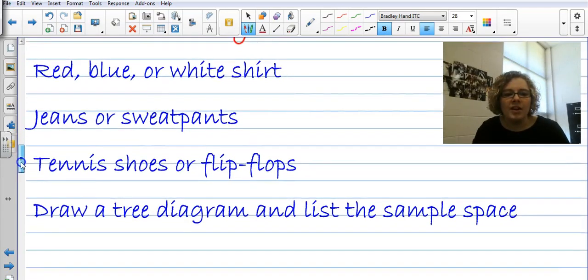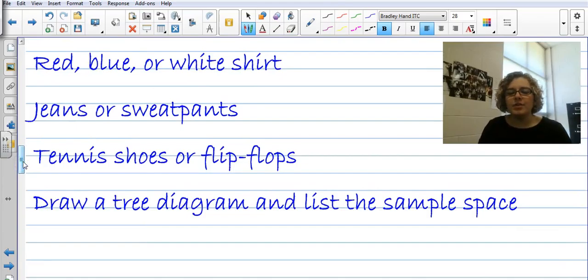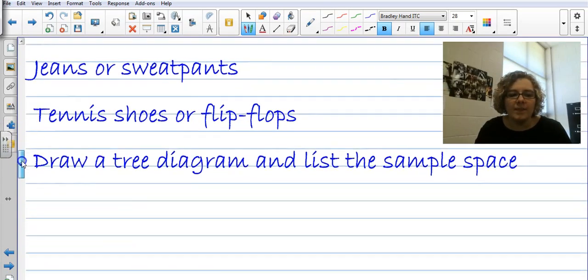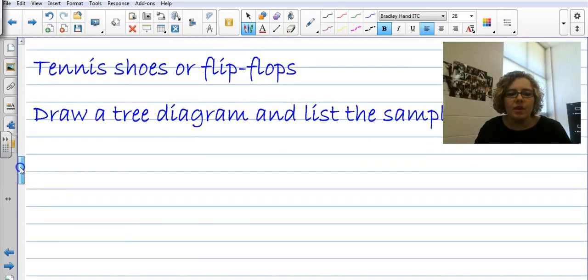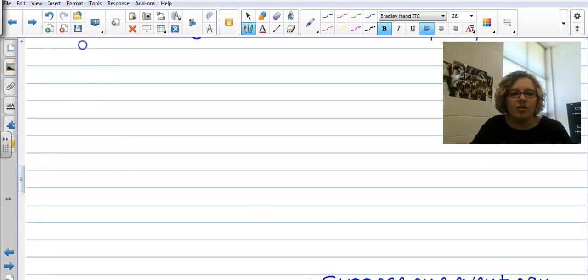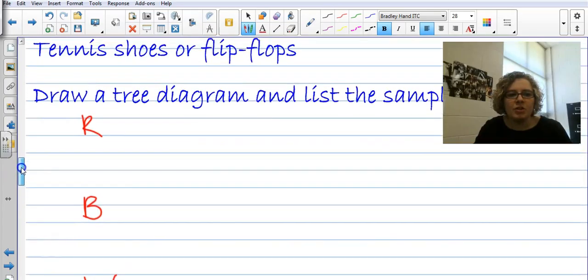I'm getting dressed for school and I can either wear a red, blue, or white shirt, jeans or sweatpants, or tennis shoes or flip-flops. I need to draw a tree diagram. So I have these shirts, red, blue, or white. These are my shirt choices.